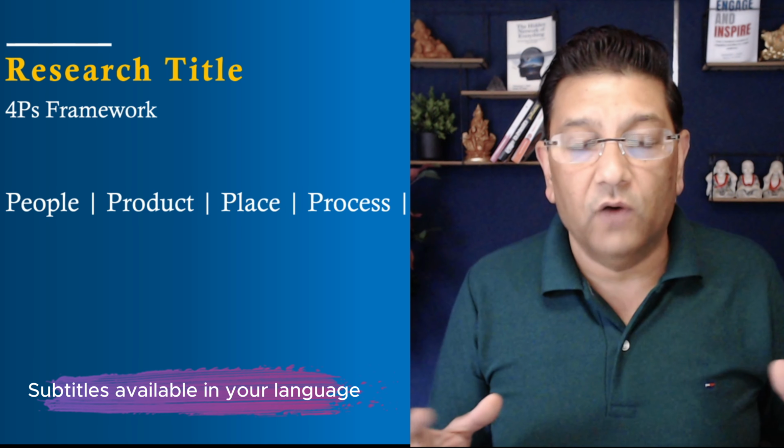Now, in the last video, we talked about coming up with a research topic or research idea. If you haven't watched that video, I highly recommend that you watch it first and then come back to this video and watch how we can create a research title with the 4P framework. On that, we are going to talk about people, product, place, and process one by one.